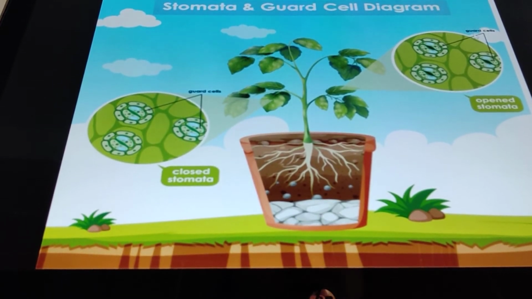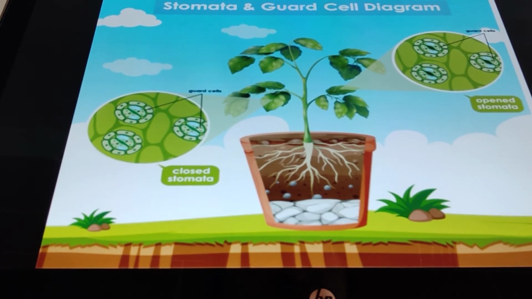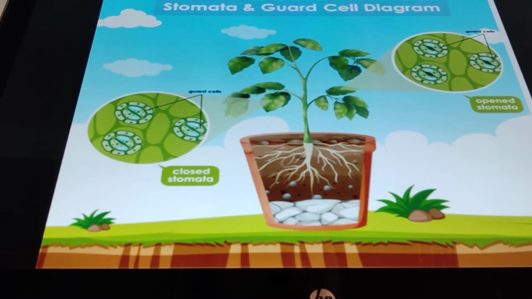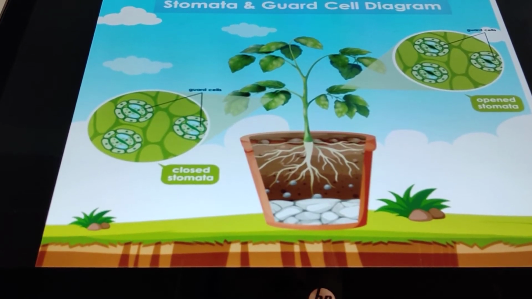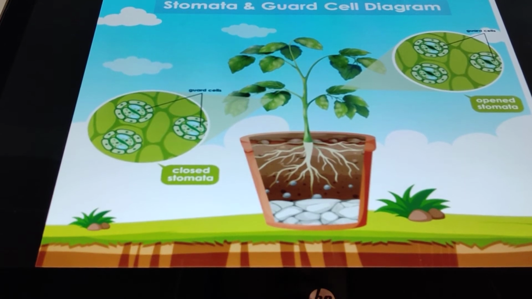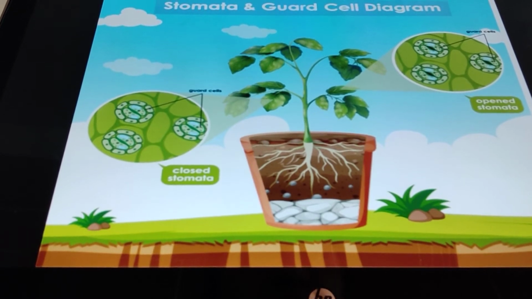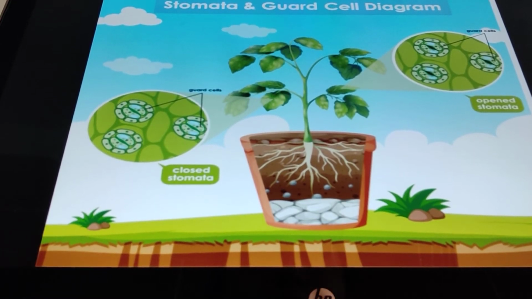Now, what is the function of the stomata? The exchange of gases takes place through stomata. What type of exchange of gases? During the daytime, plants inhale CO2 and exhale O2. At night, they inhale O2 and exhale CO2. So this exchange of gases takes place through stomata.